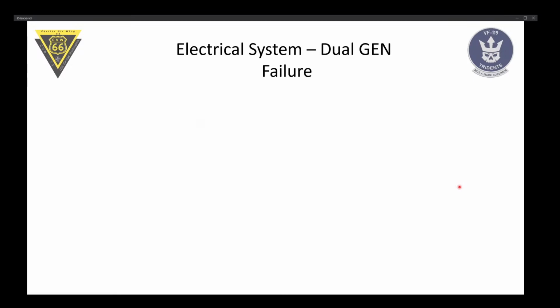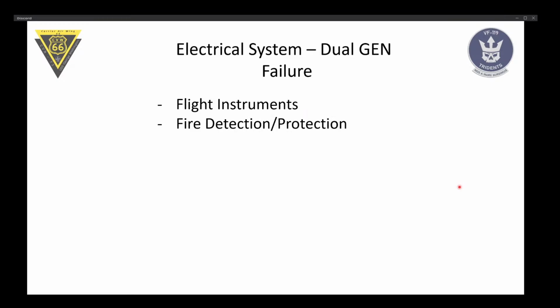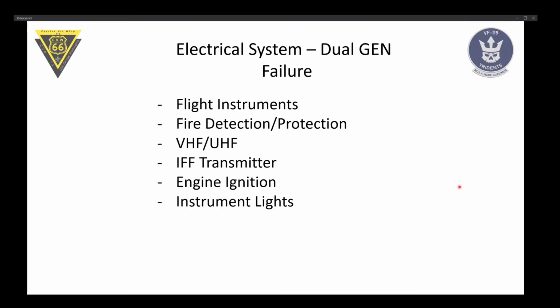One thing that I wanted to mention briefly: what equipment is retained with a dual generator failure? Basically, what is powered by the emergency generator? We retain our flight instruments because most of them are pneumatic anyway. We retain our fire detection and protection system, which is important for protecting us from fire. The VHF radios also keep working. The IFF transmitter keeps working, which is also important. The engine ignition is also part of the essential equipment. This is important. If we have to relight an engine in flight, we can still do it even if we don't have generators. Instrument lights remain on, particularly important for night flying.